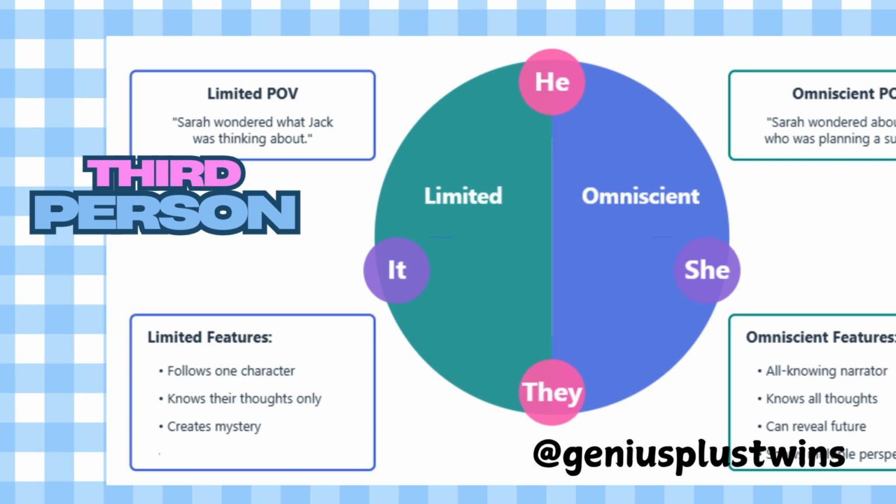Third person point of view comes in 2 forms. The first one I'll discuss is limited. Here's an example of that. Sarah wondered what Jack was thinking about.